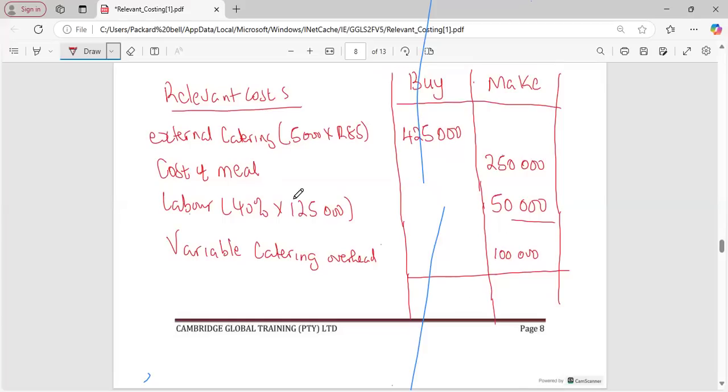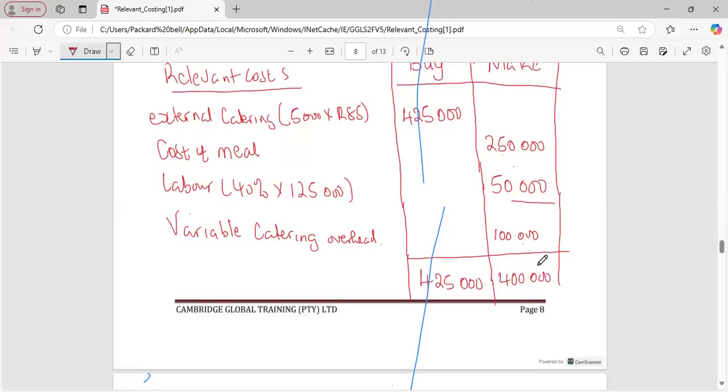That's why the first thing that you ask yourself is: is this relevant cost? Is this relevant? Is this irrelevant? Your decisions are going to be made by the costs that you are going to meet if a decision is taken. So this one is going to be 425, and how much is going to be here? 100 plus 250, 350 plus 50. So this one is going to be 400.